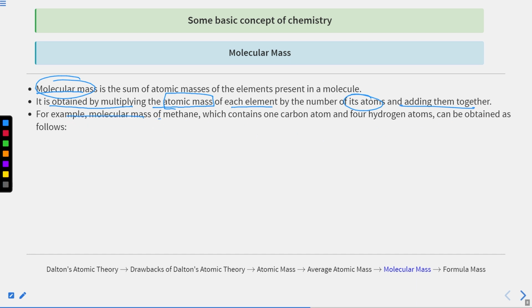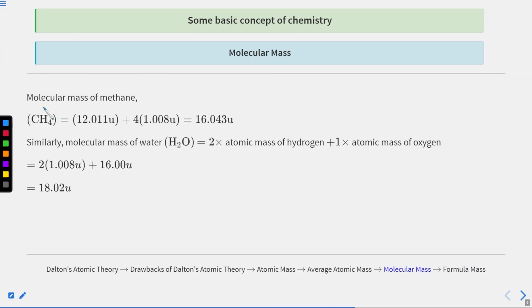For example, how will the molecular mass of methane be calculated, which contains one carbon and four hydrogen? We know the formula of methane is CH4. So there is one carbon, which has an atomic mass of 12.011 unified mass, that is U, plus 4 hydrogen atoms, so 4 multiplied by 1.008 U. We will add both of these to get the molecular mass. So this is the molecular mass.